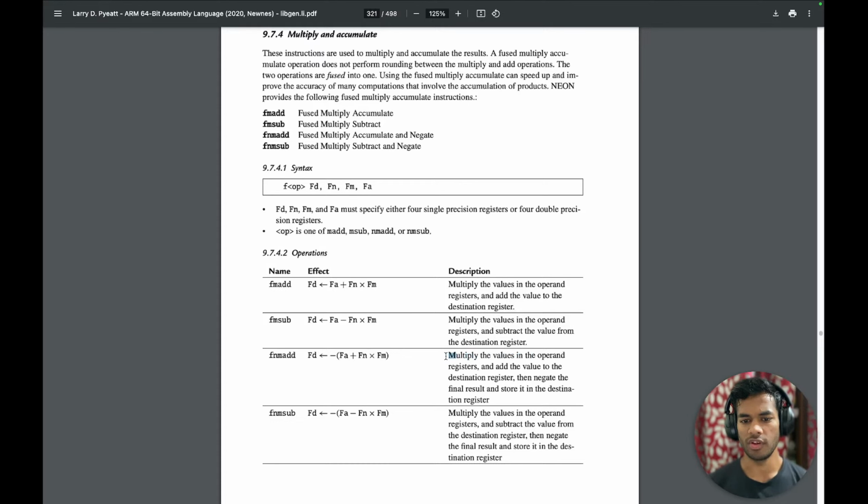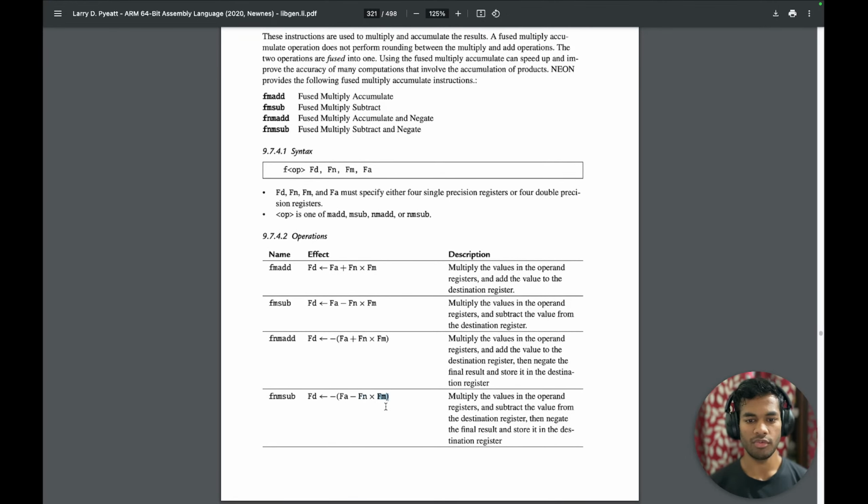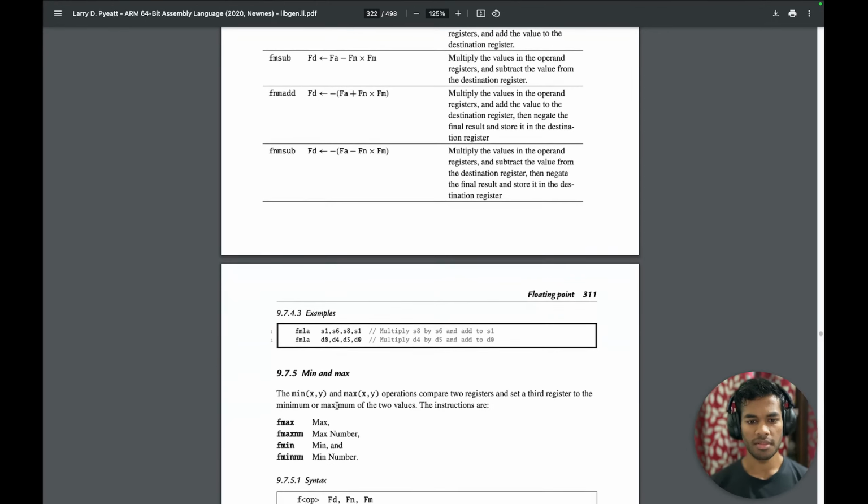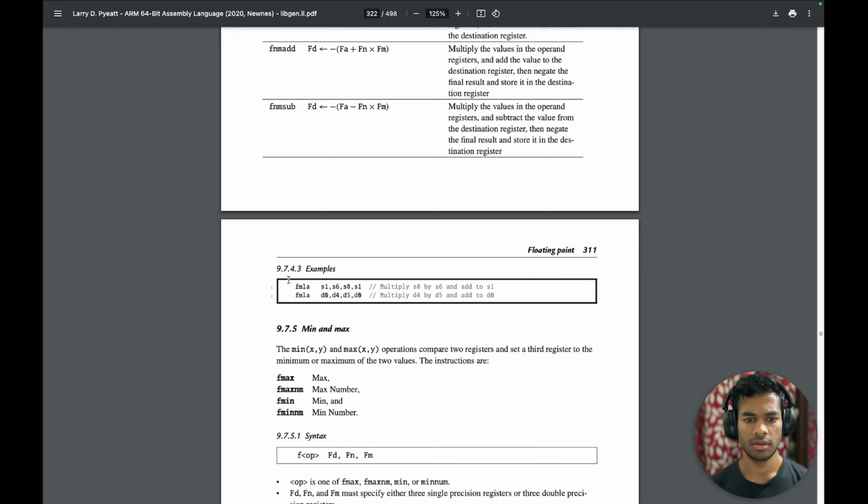Then multiply the values in the operand registers like that and add it to the accumulate register and then negate the result. And here I have multiply the values in the operand registers, subtract that result from the accumulator register and then negate it. That is cool. Okay. And here I have FMLA.